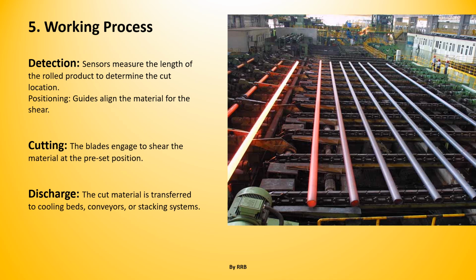Working process. Detection: sensors, such as HMD, measure the length of the rolled product to determine the cut location. Positioning: guides align the material for the shear. Cutting: the blades engage to shear the material at the preset position and then discharge. The cut metal is transferred to cooling beds, conveyors or stacking systems.